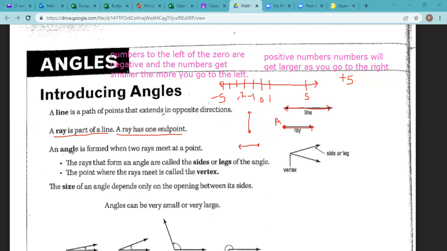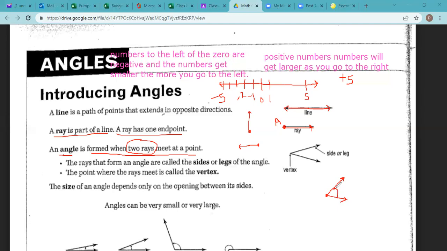Now, what we call an angle is formed when you have two rays that meet at a point. So remember, the ray has an endpoint, so the angle is going to have two rays, okay? And it meets together at that endpoint. All right, so let's say, for instance, we have this angle right here. There's a ray. There's a ray. And in between, you're going to see a little arrow on the inside.